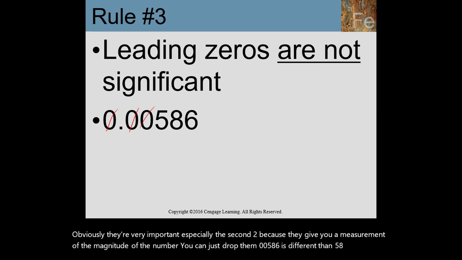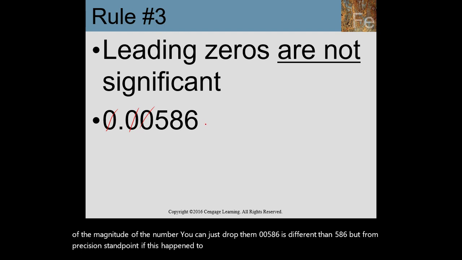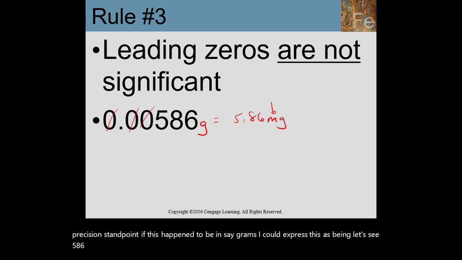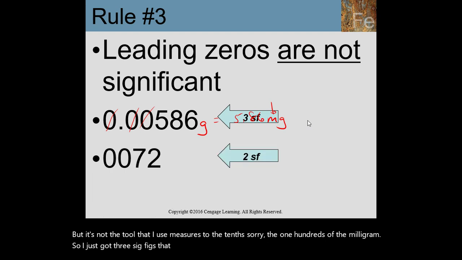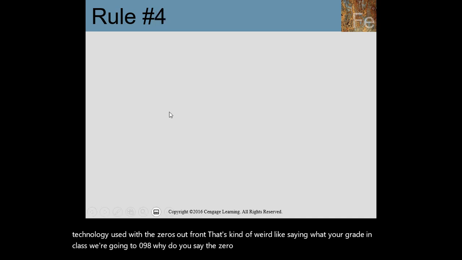But from a precision standpoint, if this happened to be in, say, grams, I could express this as 5.86 milligrams. I could just change the prefix, and now voila, I have a different apparent number of sig figs, but it's not. The tool that I use measures to the 100ths of the milligram. Okay, so that's got 3 sig figs. That number has 2 sig figs. It's kind of crazy, but sometimes old technology used to put the zeros out front. That's kind of weird. It's like saying, what's your grade in class? Well, I got a 0.98. Why'd you say the 0? That's weird.